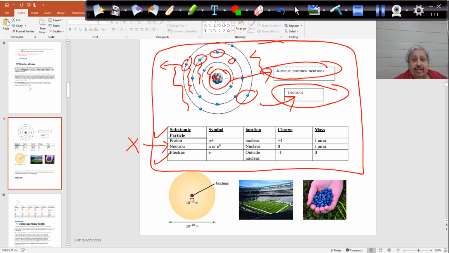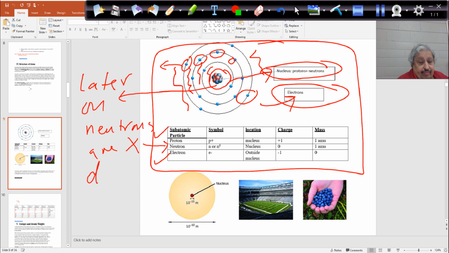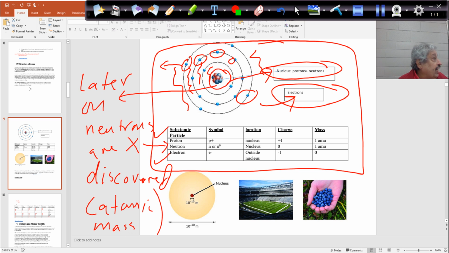So that's Rutherford. Then another scientist came in and discovered later on that neutrons exist. Neutrons are there at the same time, because when they started doing the atomic mass, it did not match with the Rutherford findings. So it's missing something there with the mass of an atom. Therefore, later on, experiments were done, and they discovered the neutrons after Rutherford.